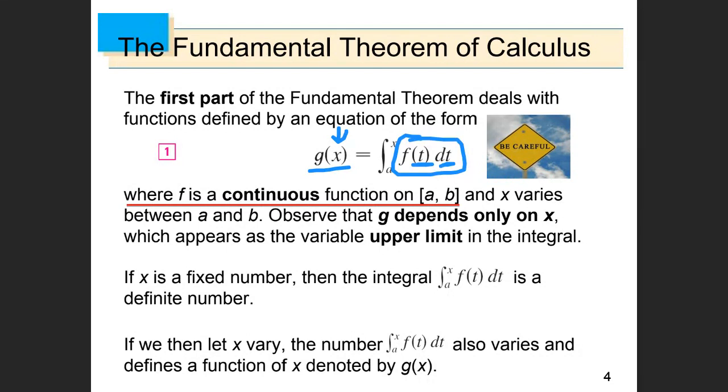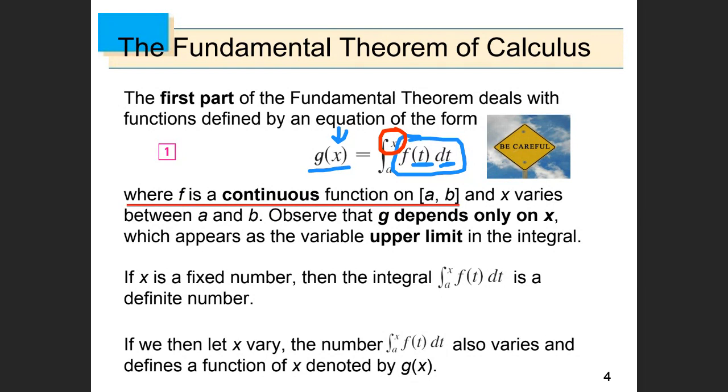Now I'm going to explain what this means. What is a all the way to x, or what does x actually stand for? We say f is a continuous function on some interval [a, b]. Now the x that you see there at the upper bound varies between a and b. So for example, if a and b are, let's say, 0 and 2, then I can choose my x to be any number between 0 and 2. We're going to see examples.